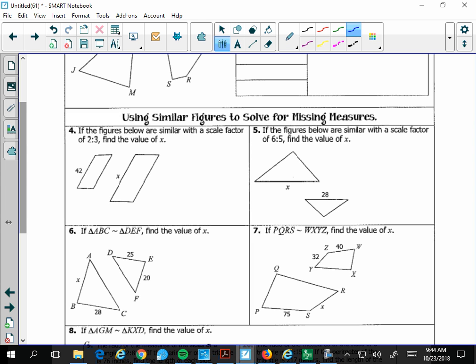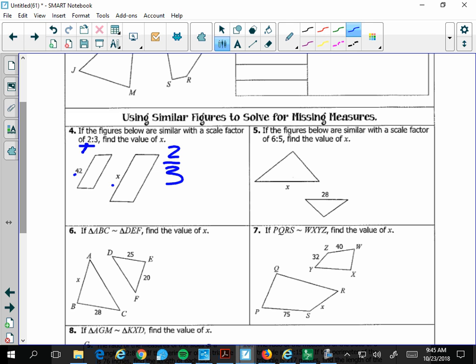So I'm going to go through a couple of these really quick. How are we actually going to use these? The way that we're going to use them is to do things like this. If they tell me I have a scale factor of 2 to 3 and I have a side here and a side here, they want me to figure out, okay, what's that other side equal to? The way that I'm going to do that, I'm going to set it up like a proportion.